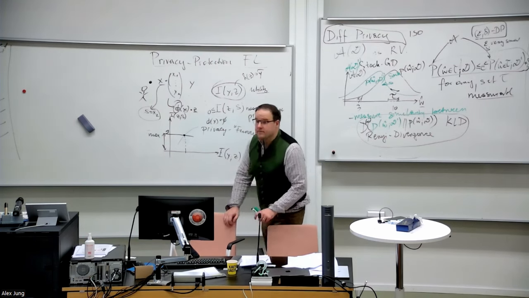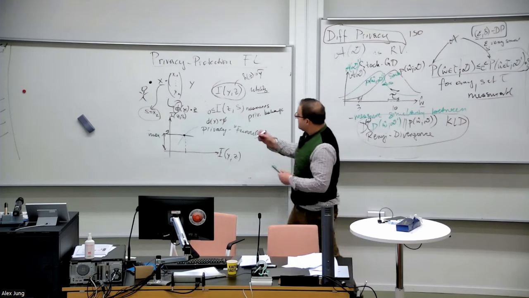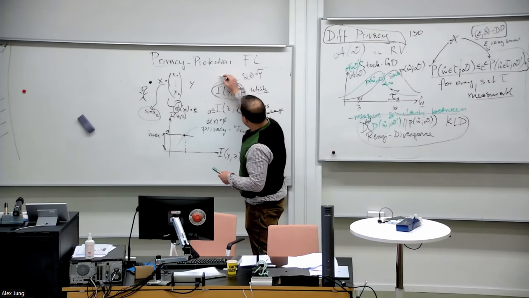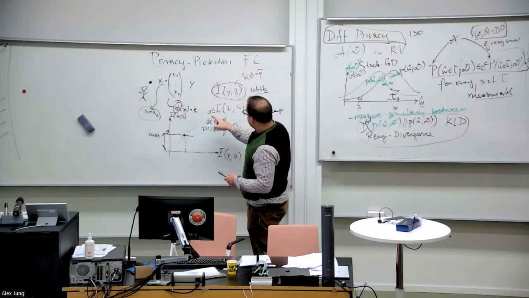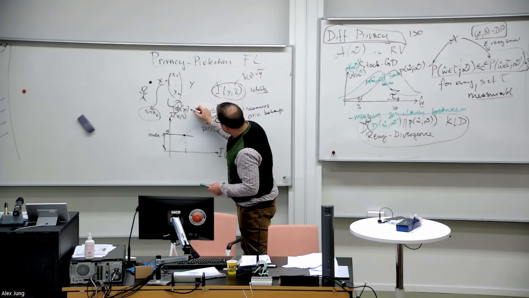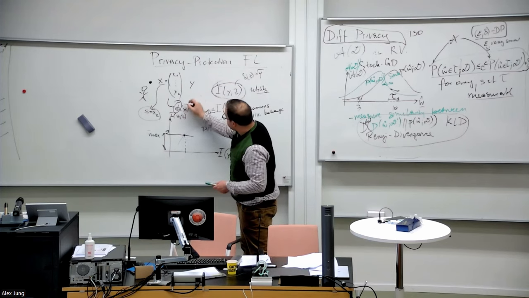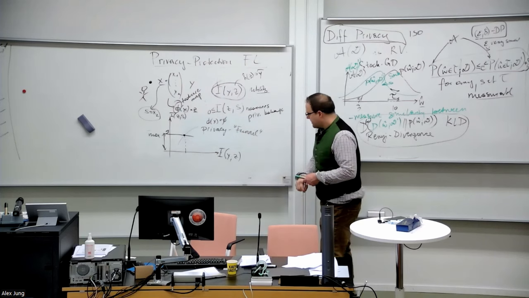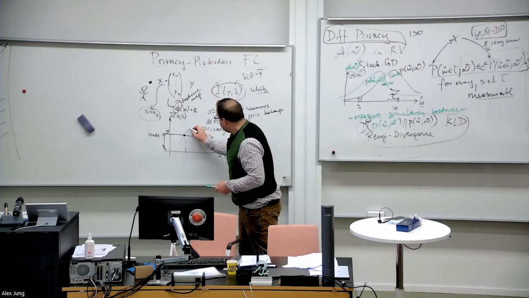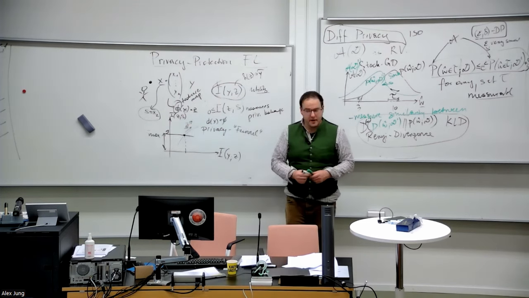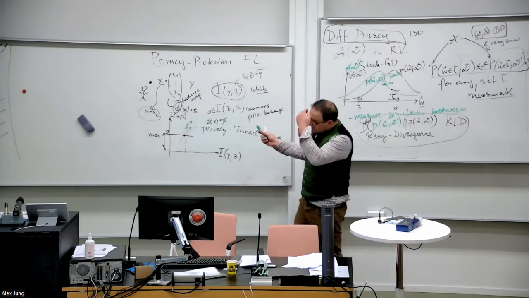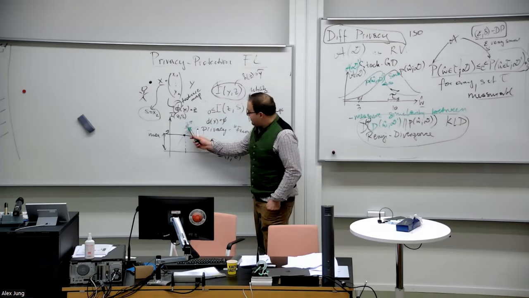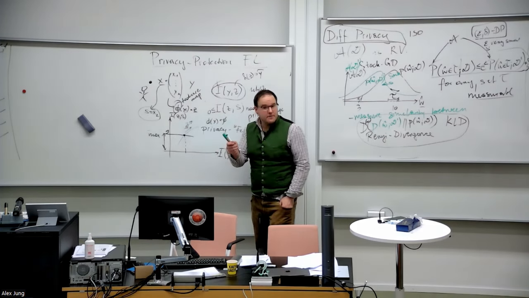Yes. C is defined as the output of this feature map. Yeah, and this curve, so we move around this curve by varying this feature map. This feature map might be a deep neural network, and we change the map by changing the parameters of this deep neural network.